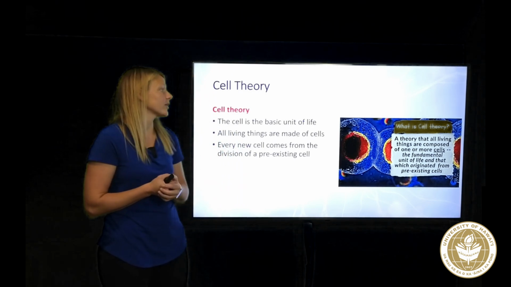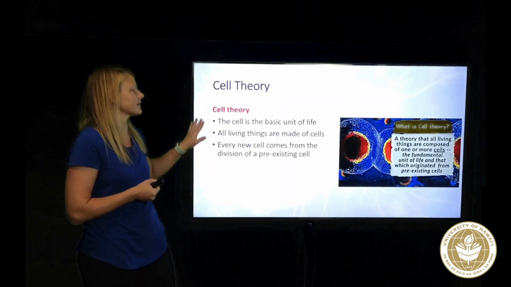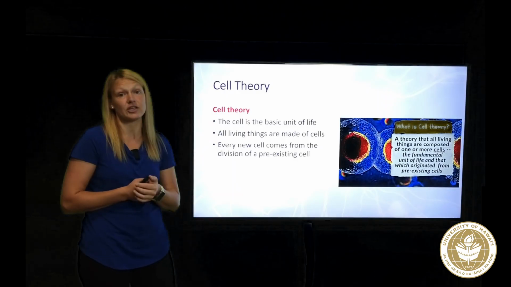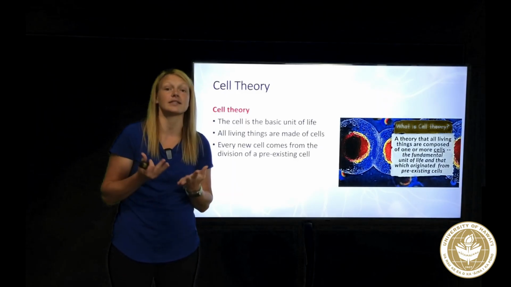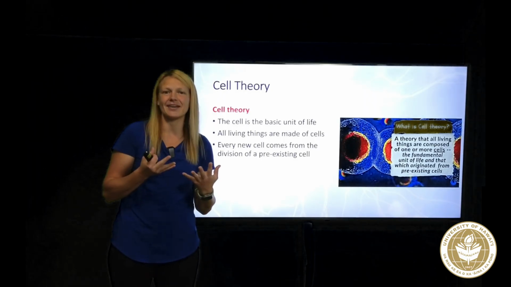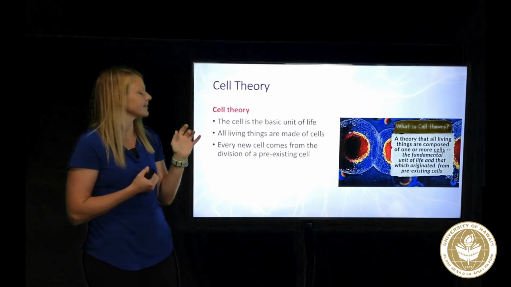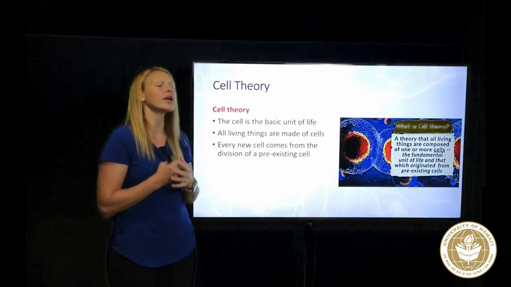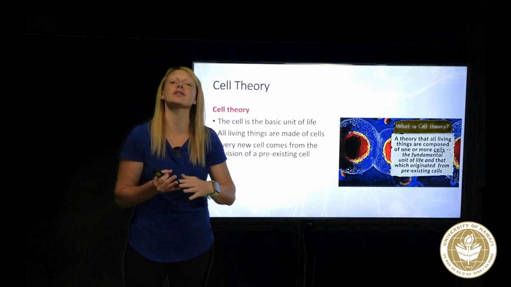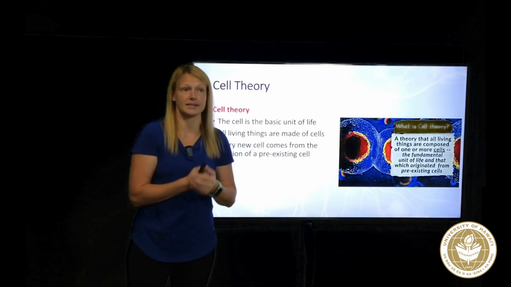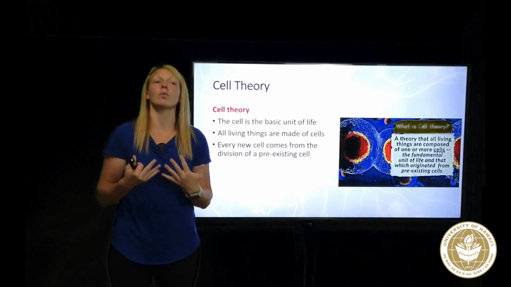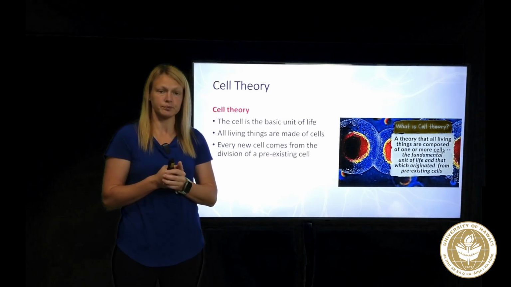The cell theory states 3 different things. First of all, the cell is the basic unit of life. You cannot have life without cells. Secondly, all living things are made up of cells. These two go together. And then third, every new cell doesn't just appear out of thin air. Every new cell must come from a pre-existing cell. So these 3 components are what we term the cell theory.